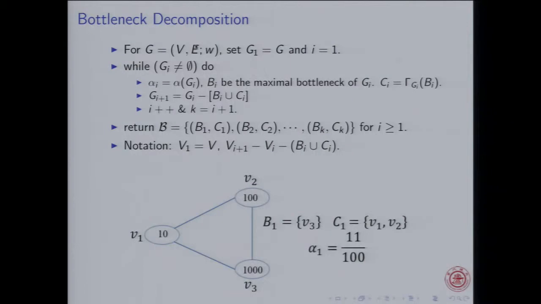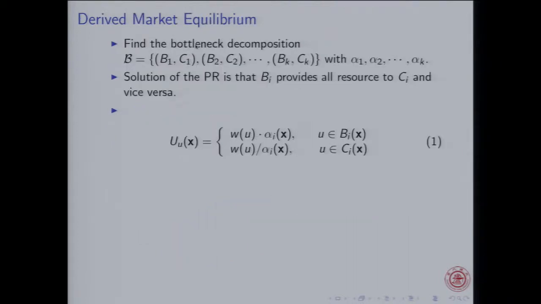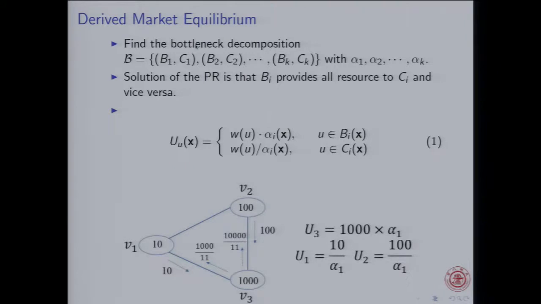In this simple graph, there is only one bottleneck pair, and the alpha ratio is 11/100. And how is it related to the equilibrium? At the market equilibrium I introduced before, the utility for each agent can be calculated by the weight of the agent multiplied or divided by this alpha ratio. In this graph, this is the market equilibrium I introduced. For example, for V1 and V2, they allocate all their resource to V3, and V3 allocates back its resource according to this proportion, and their utility can be calculated exactly with this formula.